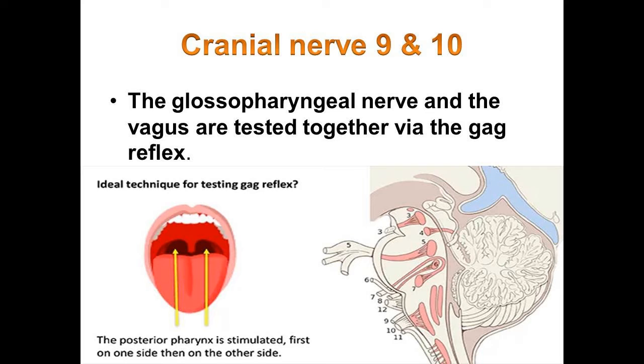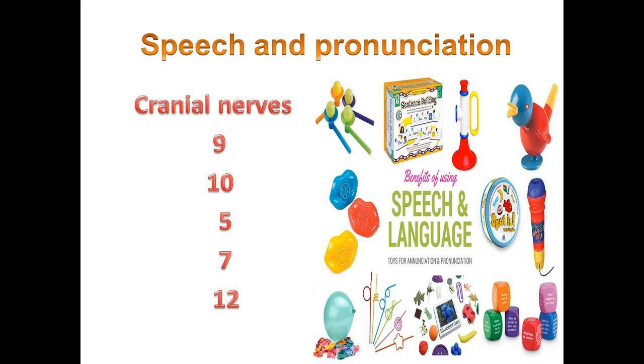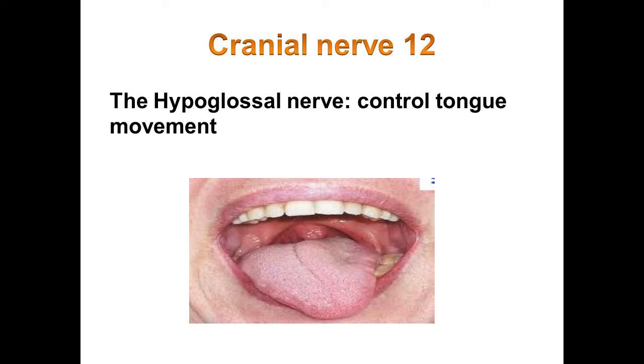Speech and pronunciation tests can be done to test the recurrent branch of the laryngeal nerve of cranial nerve 10, in conjunction with aid from cranial nerves 5, 7, and 12. Side to side. Very good. Cranial nerve 12, the hypoglossal nerve, controls tongue movement and is tested at the same time as 9 and 10. When the child's tongue is at rest in the mouth, the tongue should also be inspected for fasciculation.